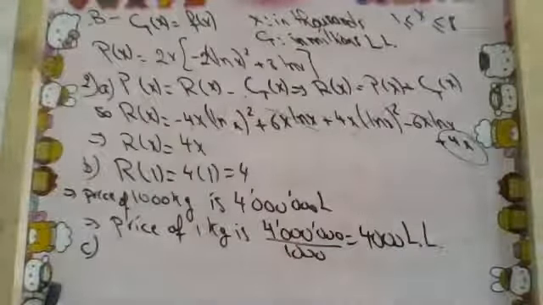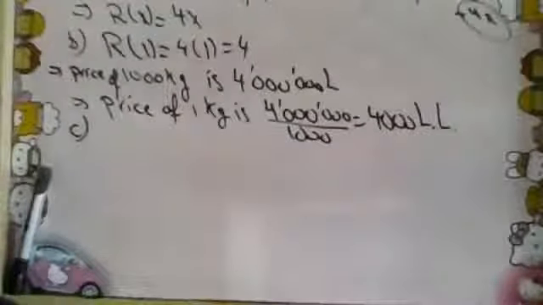In part C, the factory produces 4,000 kilograms.